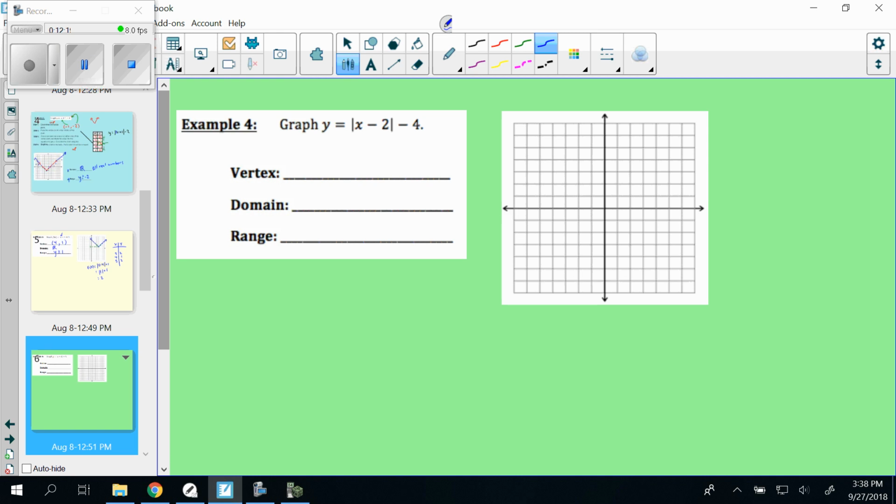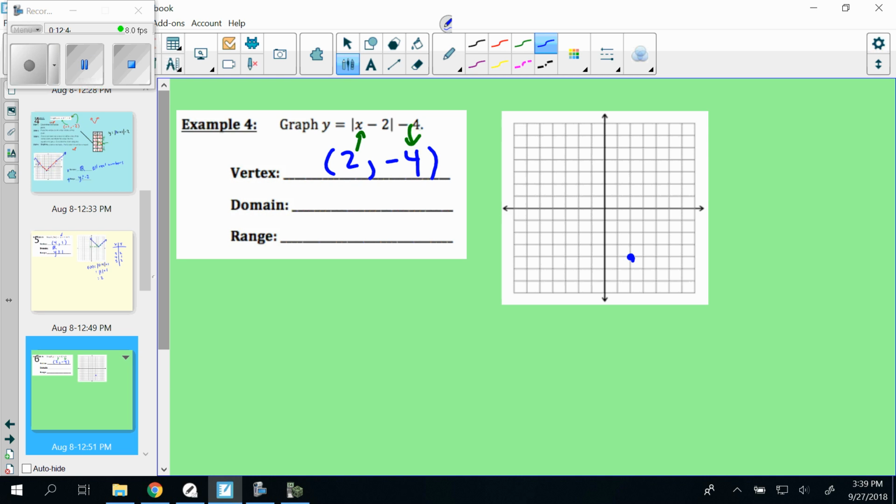Okay, number 4, graphing this one out. Why don't you pause the video and try this one on your own and see what you get. All right, let's see. Vertex you should have had as 2, -4, because -4 there, and 2 minus 2 makes that 0, so 2, -4. That point is right there.